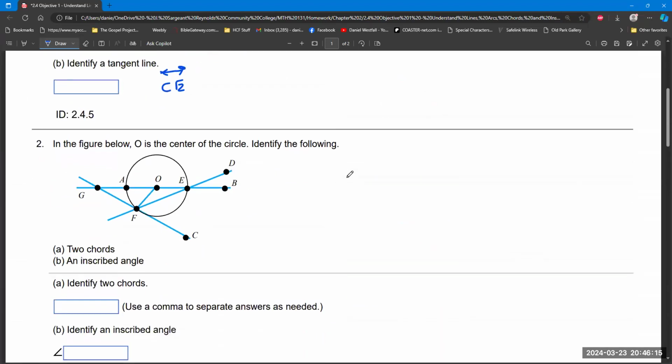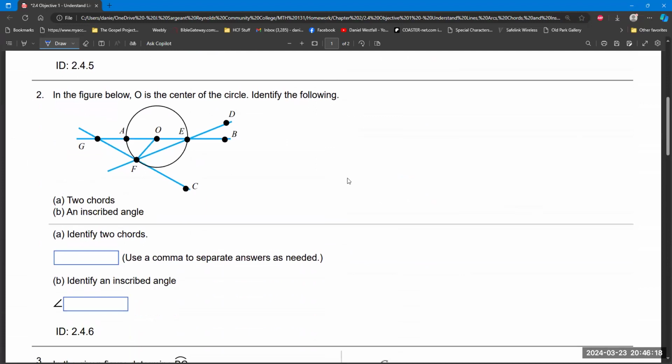In the figure below, identify the following 2 chords. So a chord is going to touch at 2 points on the circle, but not necessarily go through the radius. So for instance, FE would be a chord, but the only other chord that I see there is AE. And it does go through the center of the circle, so that's going to make it a diameter since it's a chord that goes through the center of the circle.